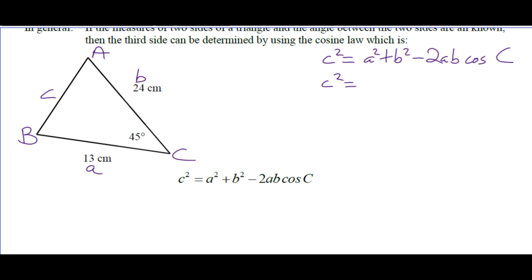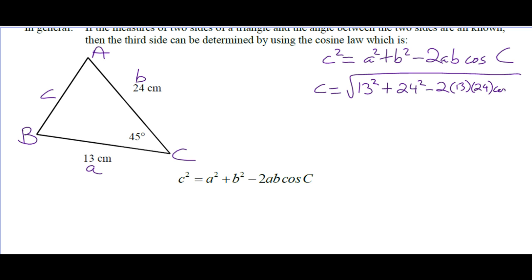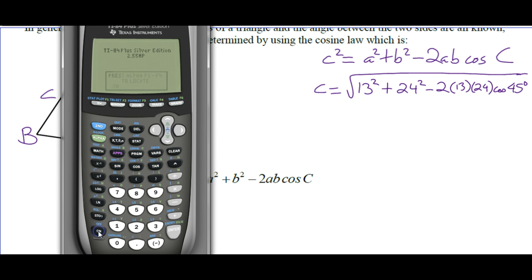So, c squared, that's what we want to find. Actually, here's what we're going to do. I want c. So I'm going to take the square root of this, and now I'm going to substitute in, right? 13 squared plus 24 squared minus 2 times 13 times 24 times the cos of 45 degrees. Okay, so I want to go directly to side C.